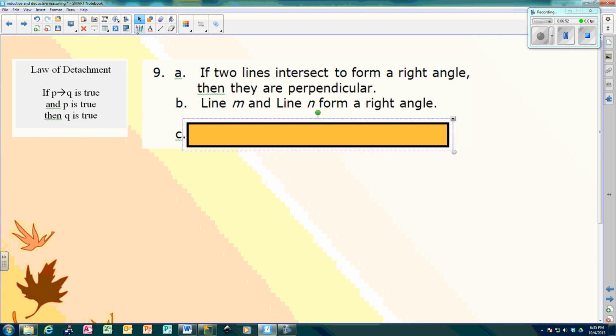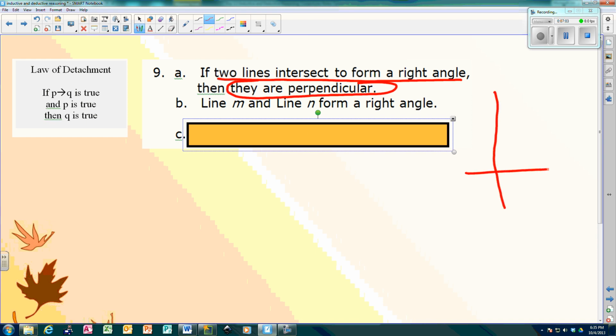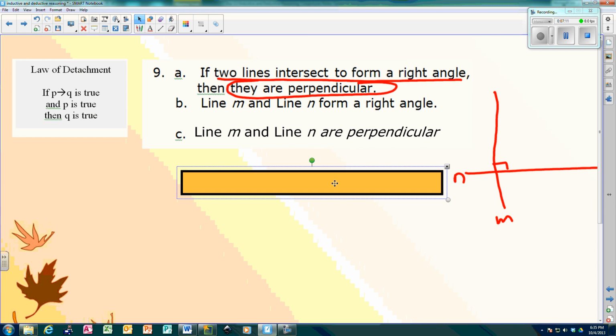Okay. If two lines intersect to form a right angle, then they are perpendicular. Line M and line N form a right angle. So if I were to draw two lines, M and N, and they form a right angle, then guess what? Line M and line N are perpendicular.